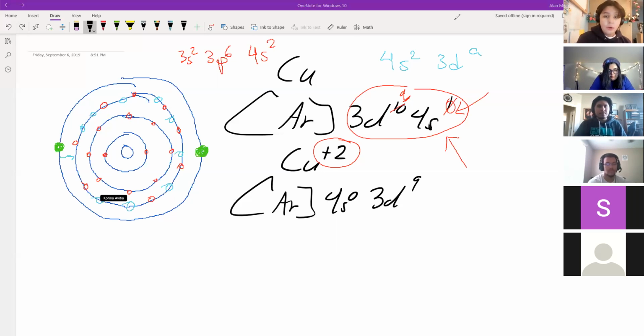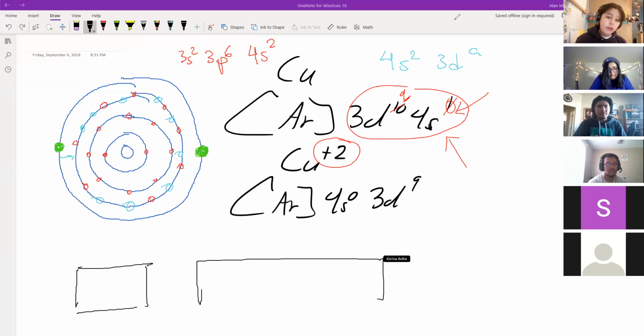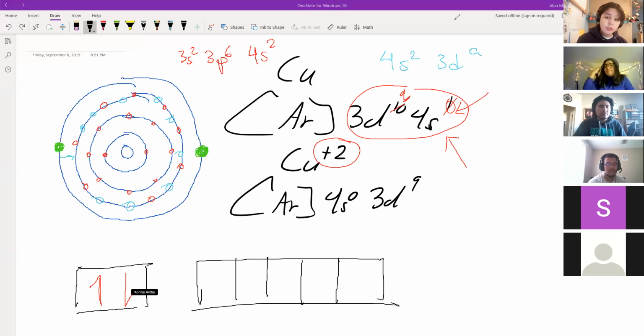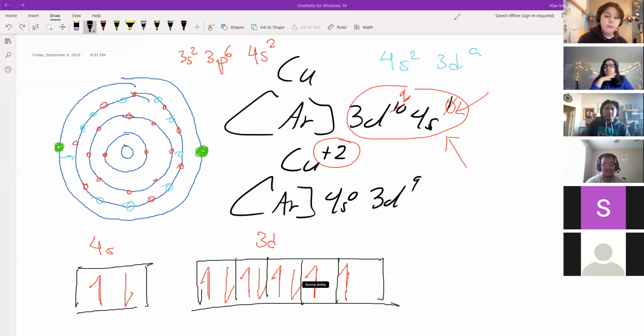Okay, so it wants to be full. Another way I like to show that is with the orbital box diagrams. So you have your 4s, then you have your 3d electrons, 1, 2, 3, 4, 5, 6, 7, 8, 9. So you see that empty space right there where there could be another electron?